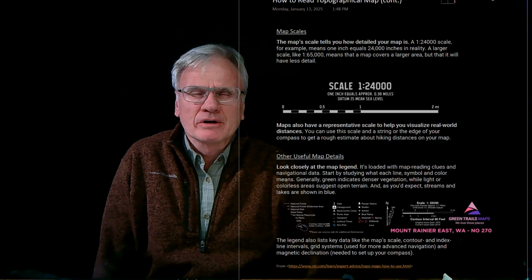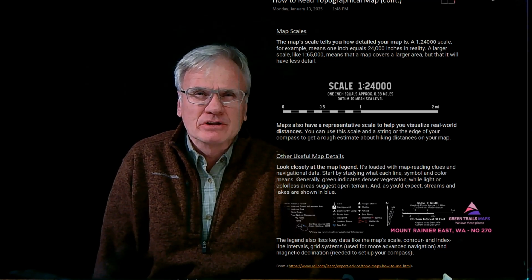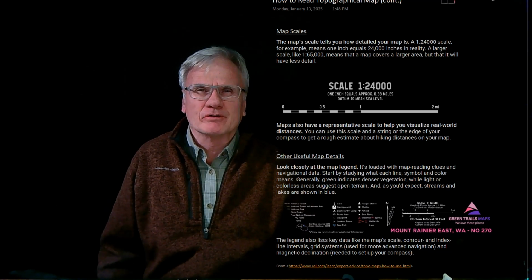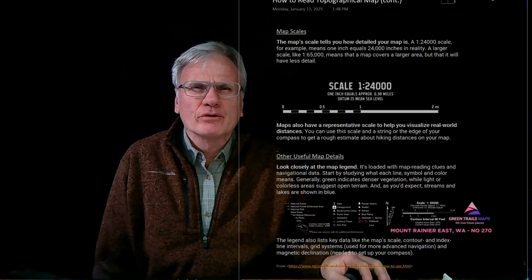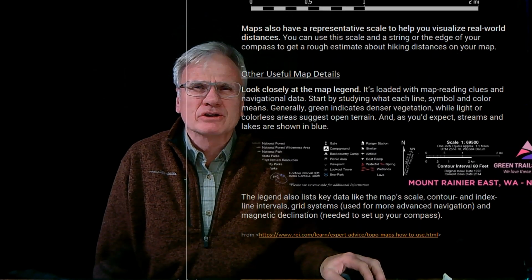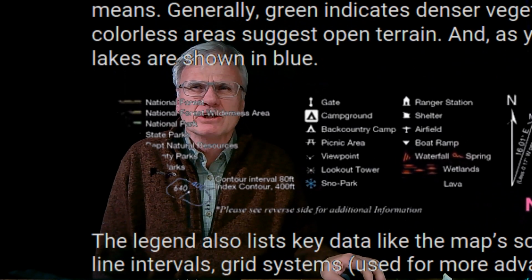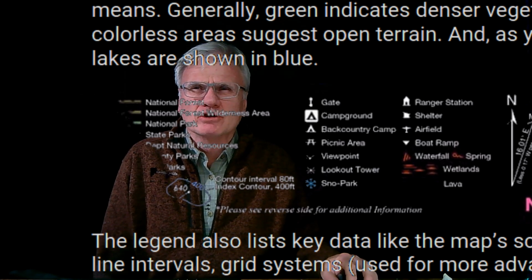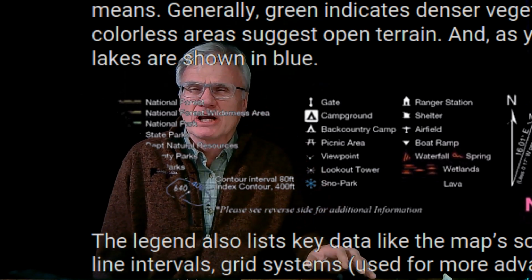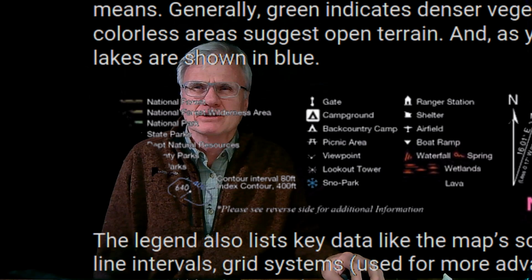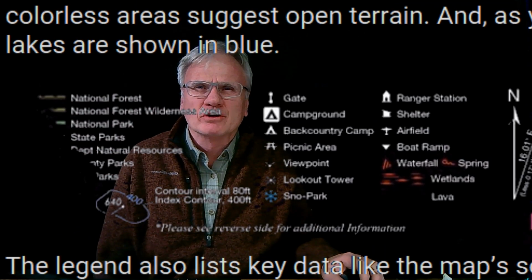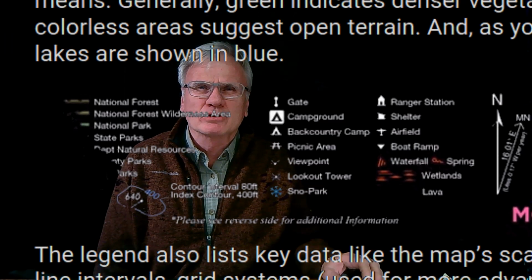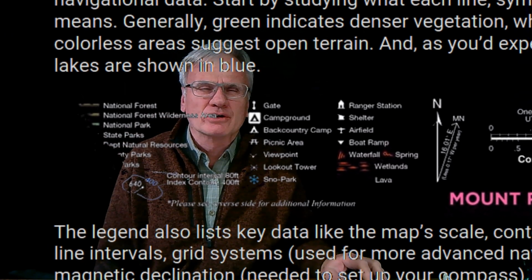Once in a while you'll hear this referred to as a 7.5 minute quadrangle map. That just means the size of the map in terms of a surveying quadrangle. Let's look at a few of the details that might be on a map beyond just the scale. These are symbols here that would show national versus state park versus maybe private lands and things like that, so you would pay attention to them. There would be symbols that would show features like campgrounds, picnic areas, ranger stations, shelters.